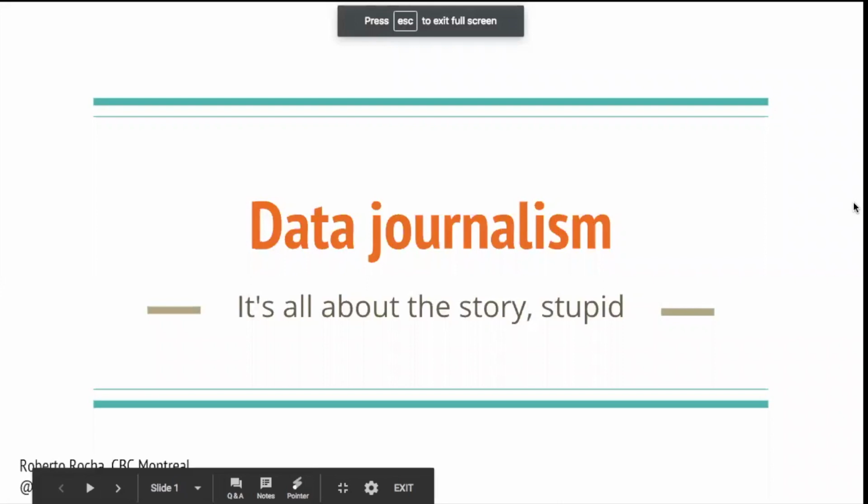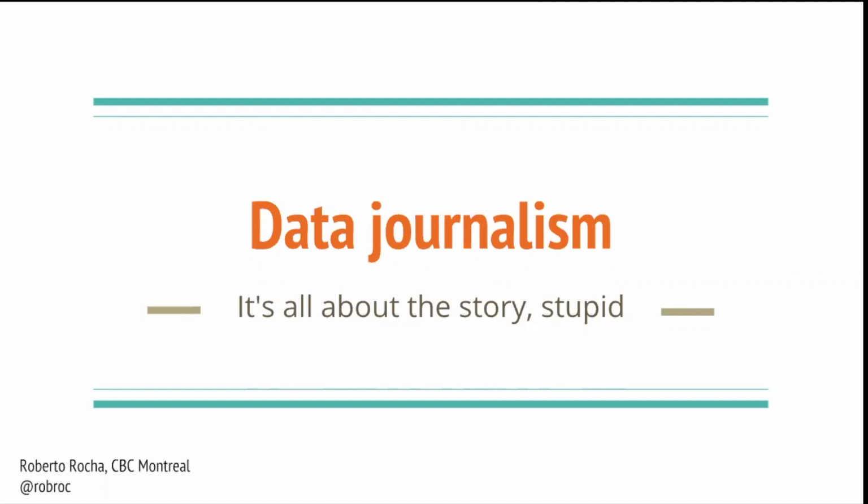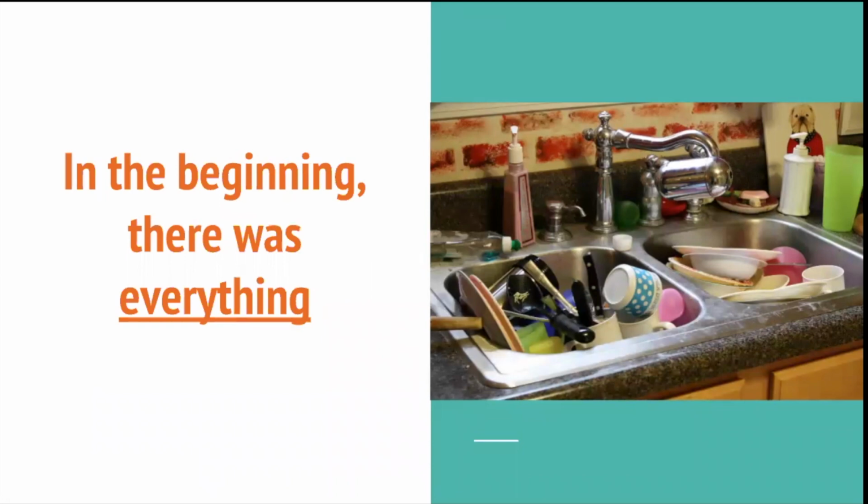Data journalism, in its very essence, is journalism. Journalism is the keyword here, and journalism is all about filtering and finding the main story and telling that story in an engaging way. So let's go back in time a little bit. In its early days, we thought that we should just throw everything at the reader, to give them all the information we found and let the reader kind of explore it.